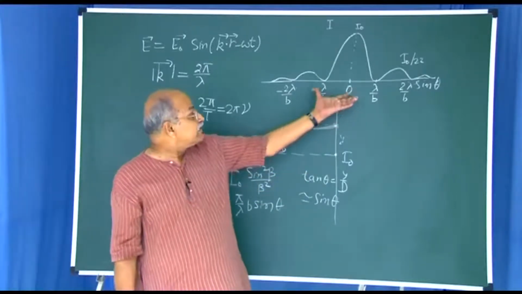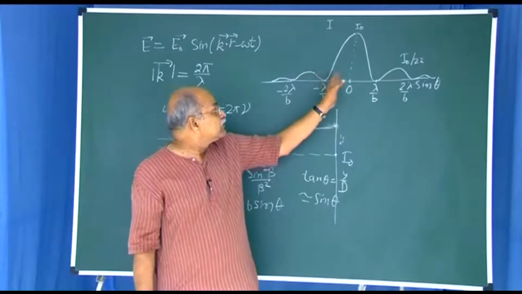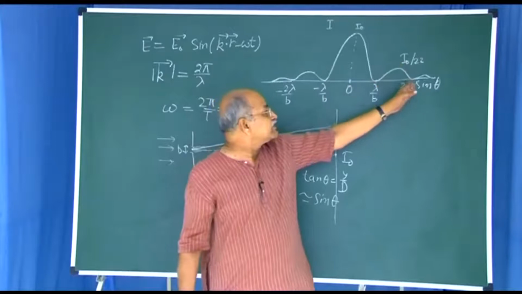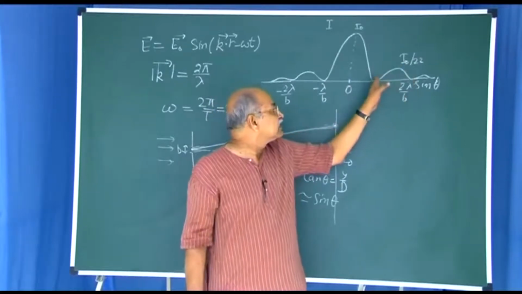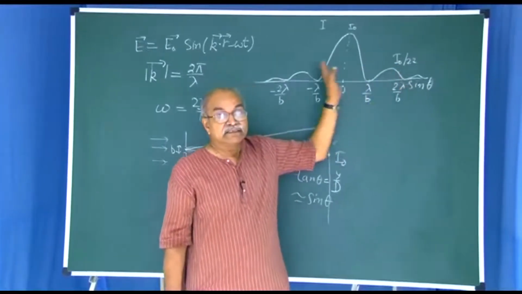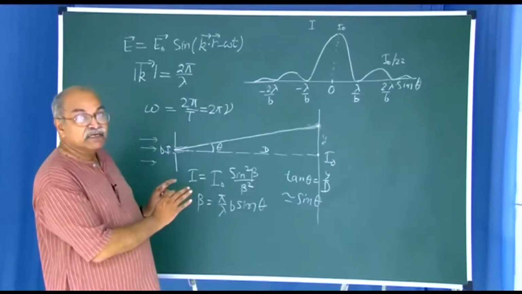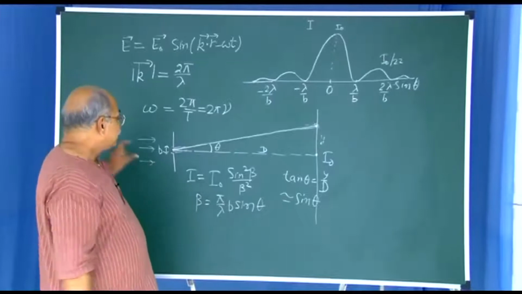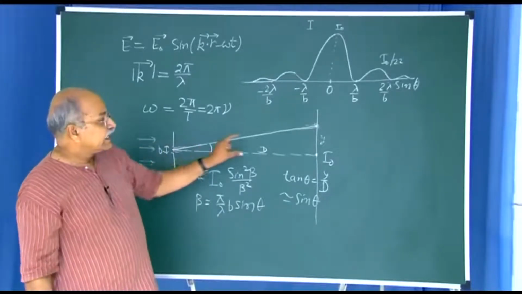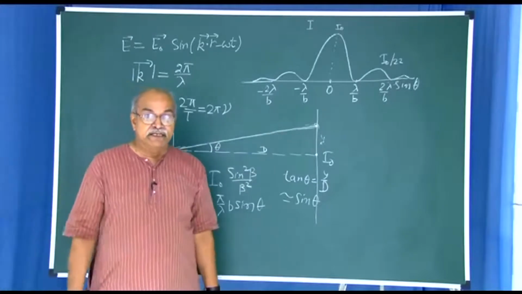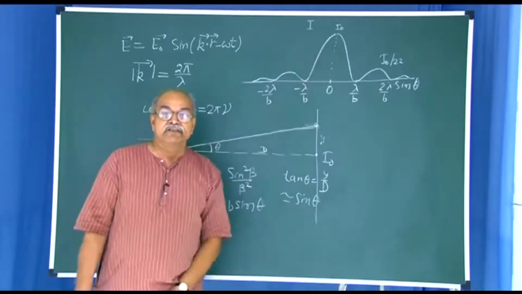The central bright will have a width, minimum to minimum, of 2 lambda by b, but the other brights will have a width of lambda by b only. So this is what you should expect from a single slit if you pass light through a single slit and collect it on the other side. So let us do the experiment and see if we get this type of result.